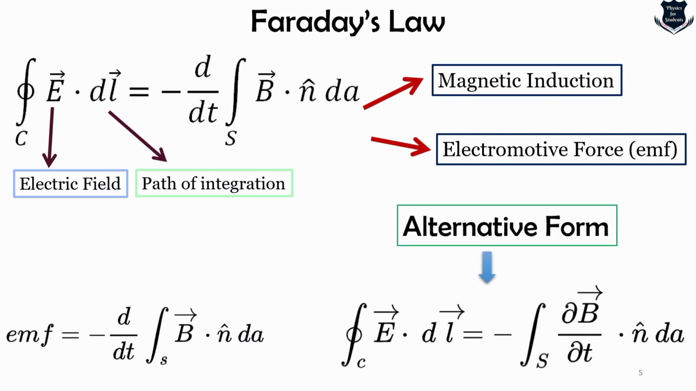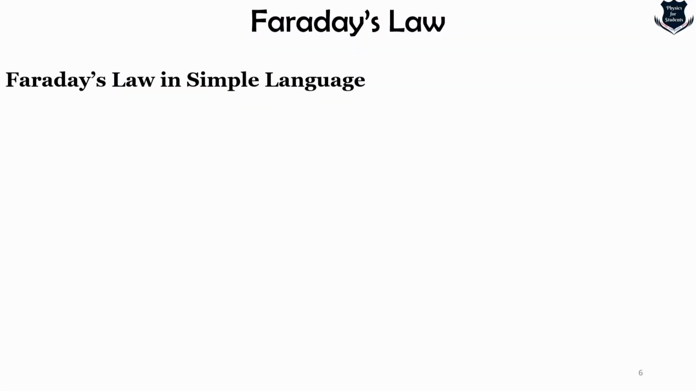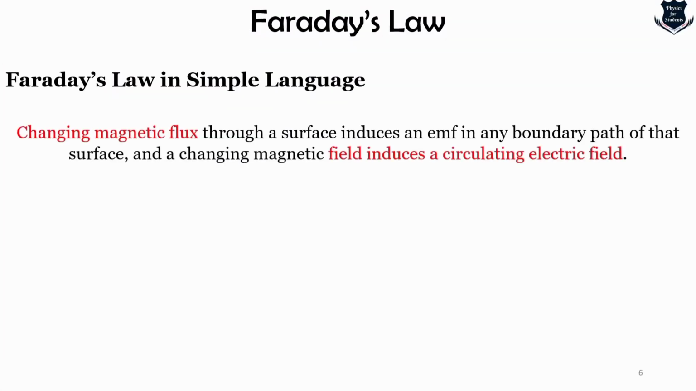Now, note that in this second version of the law, the time derivative operates only on the magnetic field rather than on the magnetic flux, and both E and B are measured in the reference frame where you are doing the experiment. Now, let us not be confused between what an EMF is and how it is related to the electric field. I will be explaining that in the next part of the video. There are also examples of how to use the flux rule and Faraday's law to solve problems involving induction, and we will cover that also.